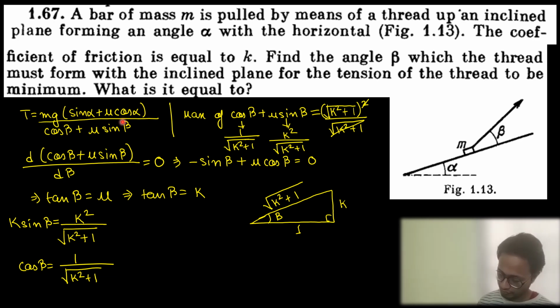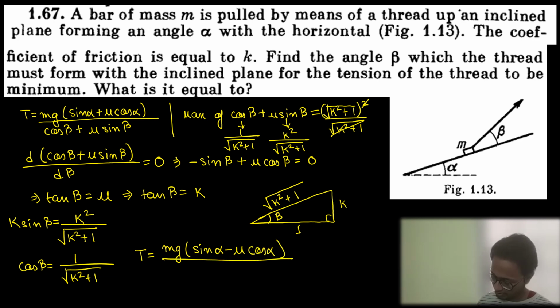Okay, so if you put k square plus 1 out here, the value of tension would be equal to mg sin alpha minus mu cos alpha by the maximum value of cos beta plus mu sin beta, which is under root of k square plus 1. Understood the question?